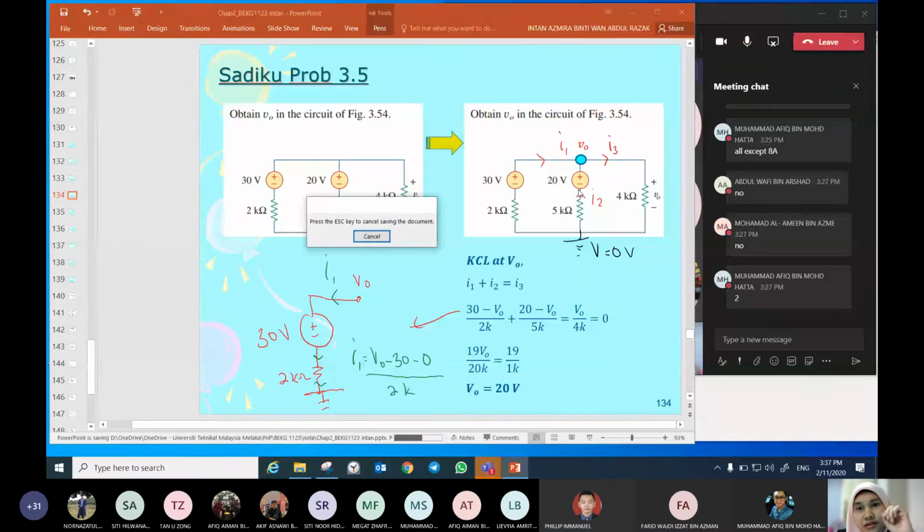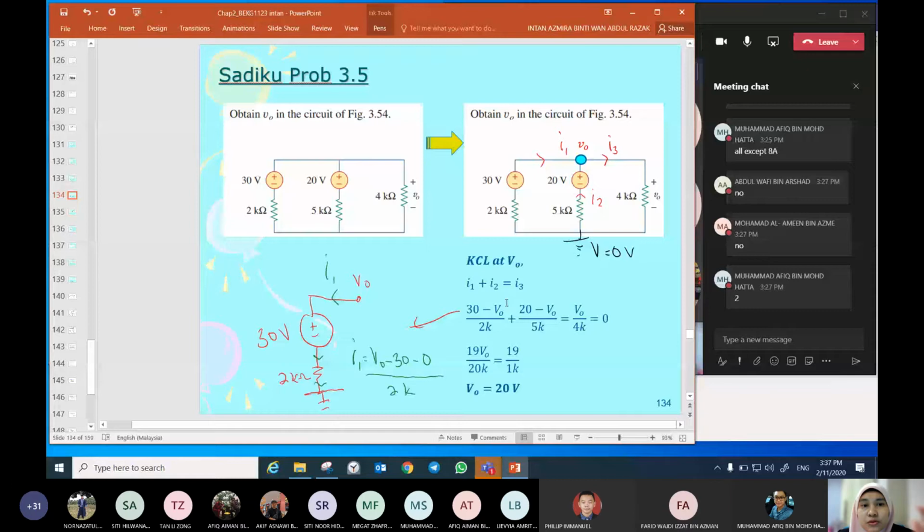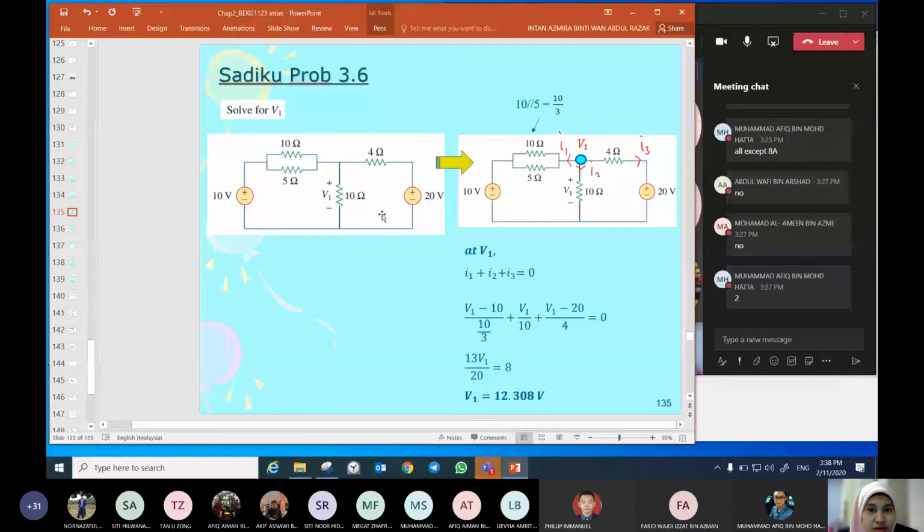You can assign the arrow of current entering the node or leaving the node, up to you. But your equation must follow the flow of current and must obey KCL. Now we go to another example.